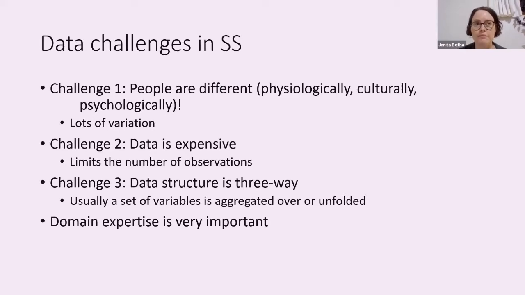Then you've got variables. So for example, if you're looking at products being described, you've got the different descriptors that people are using, and then you've also got the different products. And for this reason, domain expertise is very, very important, because it can be difficult to interpret your data correctly if you don't have domain expertise, and this also has impacts for modeling.